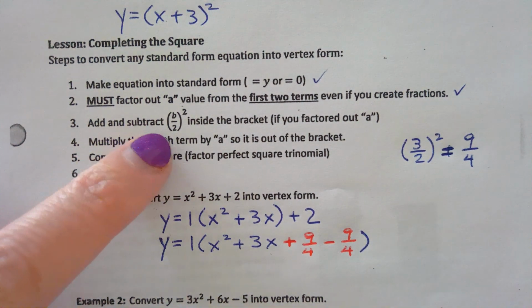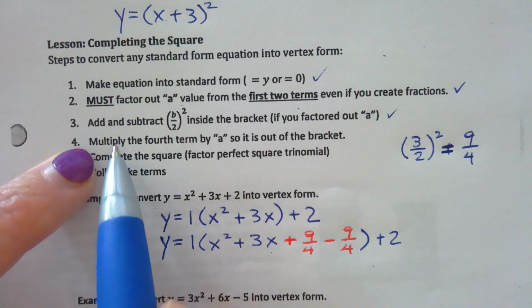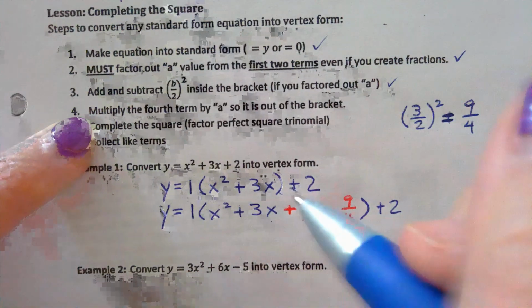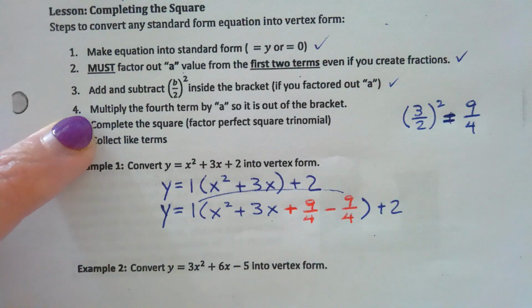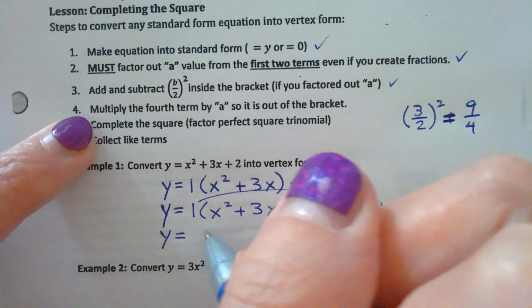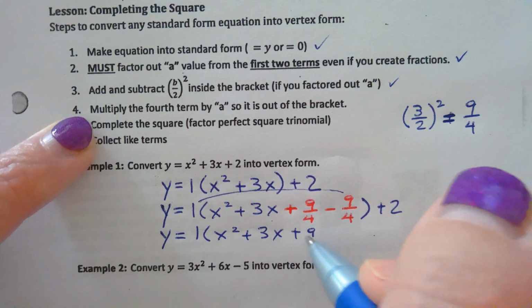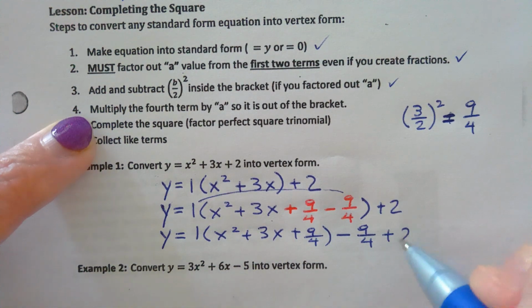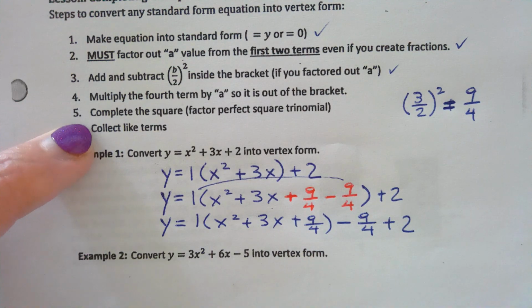So that's this step right here. Sorry, the plus 2 is still on the outside. Fourth step, I'm going to multiply the fourth term by the a so that I can bring it out of the bracket. So I have to multiply this with this to bring it outside the bracket. So y equals 1 times x squared plus 3x plus 9 over 4, minus 9 over 4, and then plus 2. And then lastly, I'm going to complete the square.